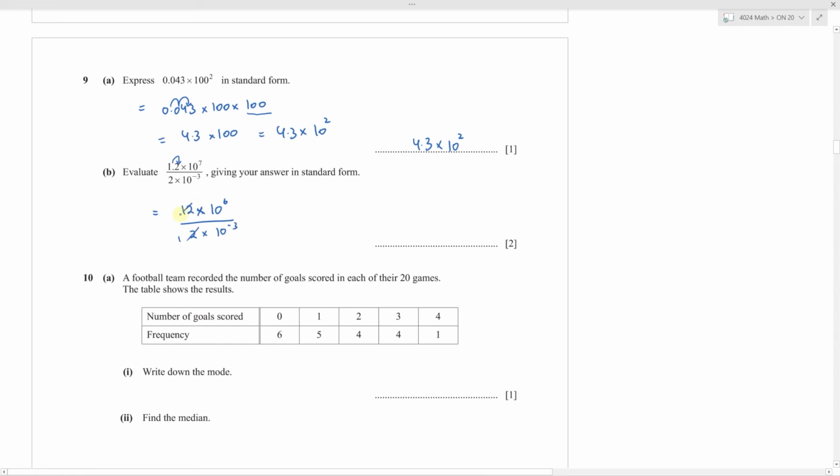So 2 ones are 2, 2 sixes are 12. So this will become 6 multiplied by 10 power 6 in the numerator, and then you have power minus 3 in the denominator. So these are being divided, so the powers will be subtracted. So I will have 10 power 6 minus the power in the denominator, which is minus 3. So this minus and minus becomes plus. So your answer will be 6 multiplied by 10 power 9.